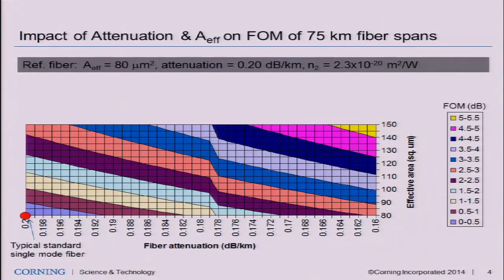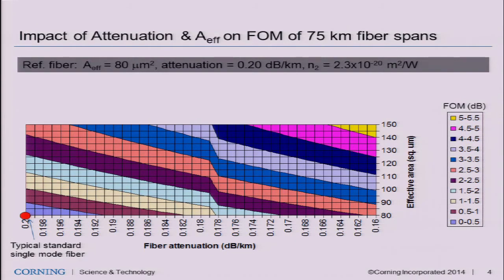So I'm going to mention quickly, in terms of a single fiber, what is left we can still do. Because now, with advanced coherent detection technology, fiber parameters such as dispersion and PMD are not important anymore. The only 2 important parameters are the fiber attenuation and the effective area.